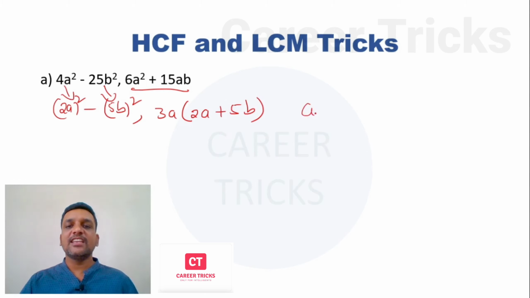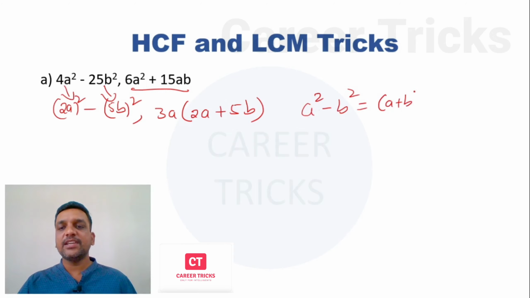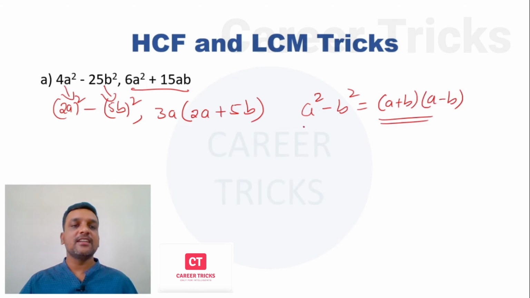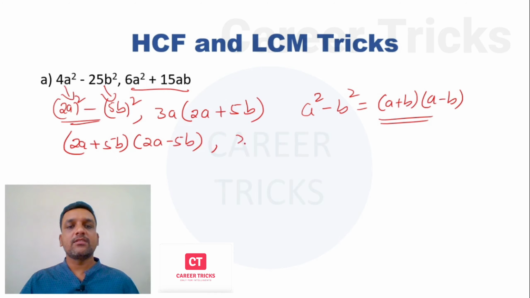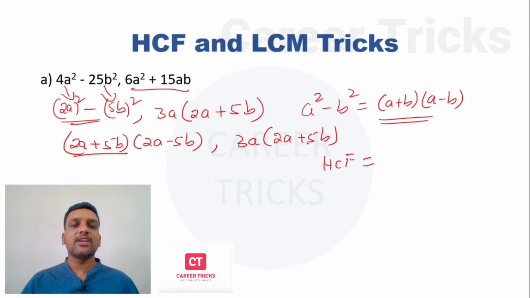Now this a square minus b square, we can write it as a plus b into a minus b, right? This is one of the general formulas. That formula we will implement to this now. After implementing that, what will we write? 2a plus 5b into 2a minus 5b, comma, 3a into 2a plus 5b we will write. Here, what is the HCF of this? What is the common term? 2a plus 5b is common. That I am writing as the HCF, 2a plus 5b is the HCF.